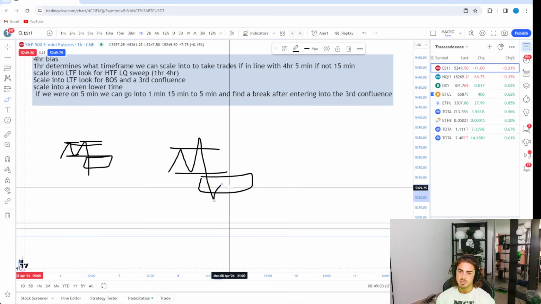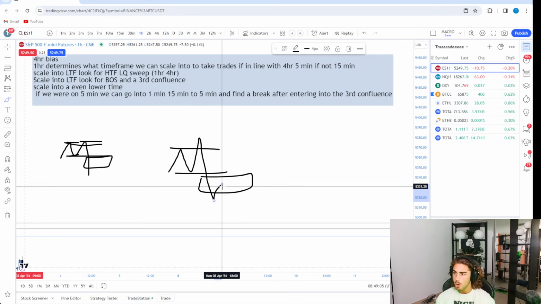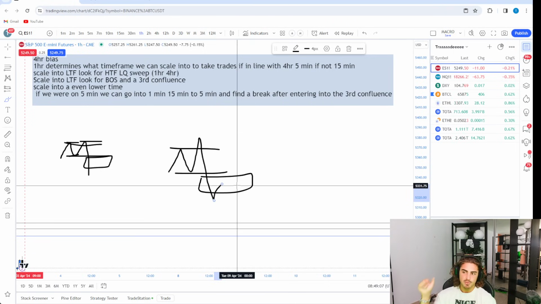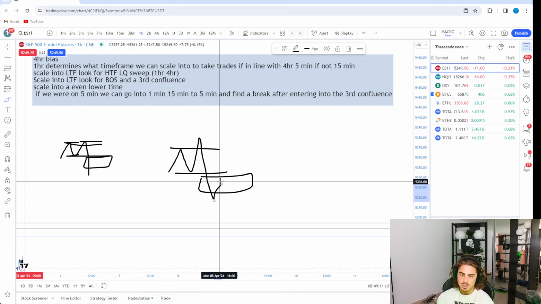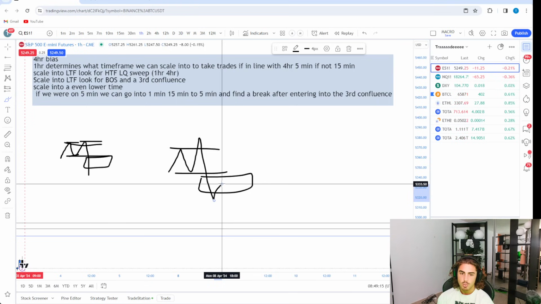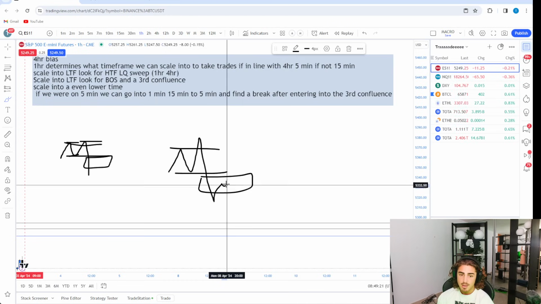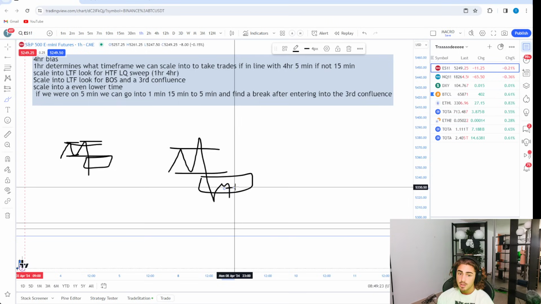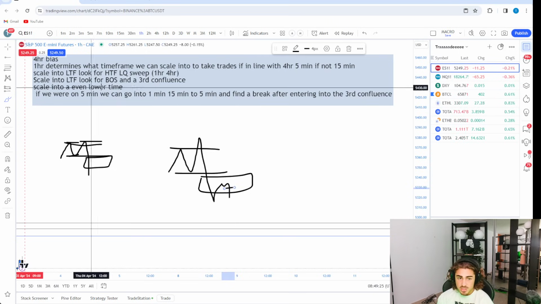So let's say price enters into a fair value gap, market opens. What are we going to do? If the 4-hour bias is bearish, the hourly bias is bearish, and we enter into an hourly fair value gap after a liquidity sweep has already happened, we're able to scale down into the 5-minute, and all that we're looking for is a 5-minute break of structure and then our third confluence, and then we just continue on.